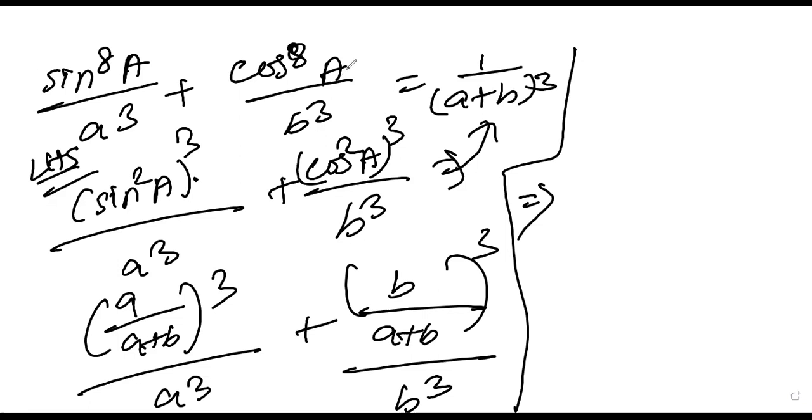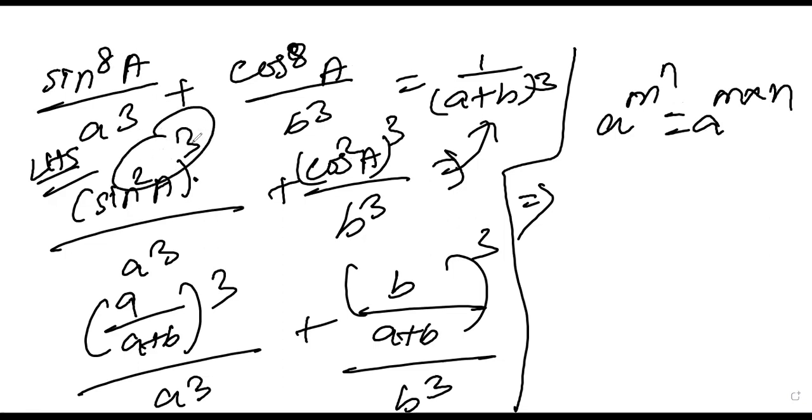Wait a minute, I think I made a mistake. Sin power 8 can be written as, actually according to the rule, a power m can be written as a power m into m. Sorry, I have actually cubed. I have written 2 into 2 into 2 as 8. It's actually 4. It's supposed to be 4. 8 can be written as 2 power 4 because 2 into 4 will give you 8. Please change the 3 as 4. Change the 3 as 4.